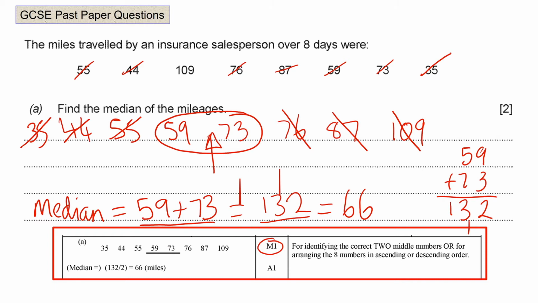So for example, for me putting a circle around there, okay, and then your next mark is going to be for actually working out the median. Okay, so for that answer mark of 66 miles, that will give you your second mark. So 1 mark for your workings, and notice over here it says for identifying the correct two middle numbers. So either for circling those 59 and 73, those are the two middle numbers, or if just for writing those in ascending or descending order, you'd get that method mark. And then your next answer mark is going to be for that 66.